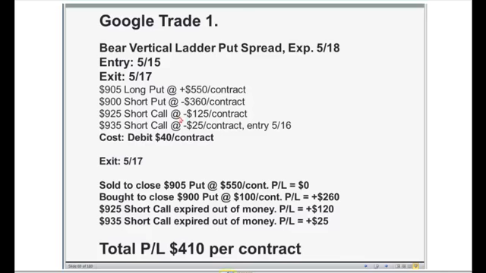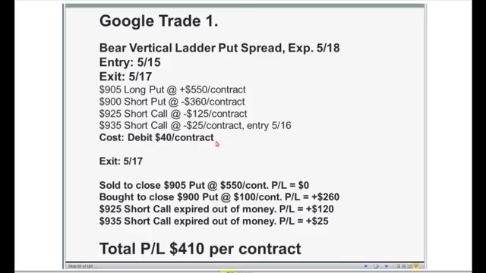I shorted to the upside the 925 calls and the 935 calls. And you can see I collected $125 there, collected $25 there. So my net cost basically was $40. I had more risk, but I got my cost down to 40. I had plenty of margin to do it with.